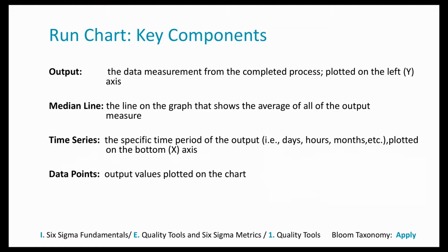Output, the data measurement from the completed process, is plotted on the left vertical axis, or the y-axis, on a graph. You also have your median line, which is the average line. It's the average of all of the output values. This is the line to help you determine trends.